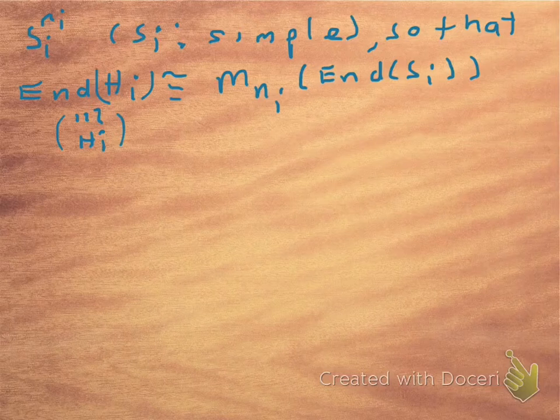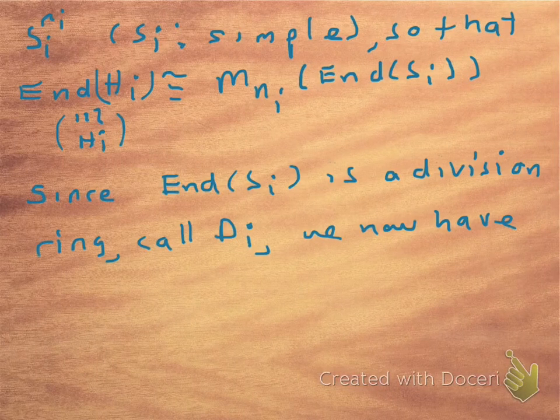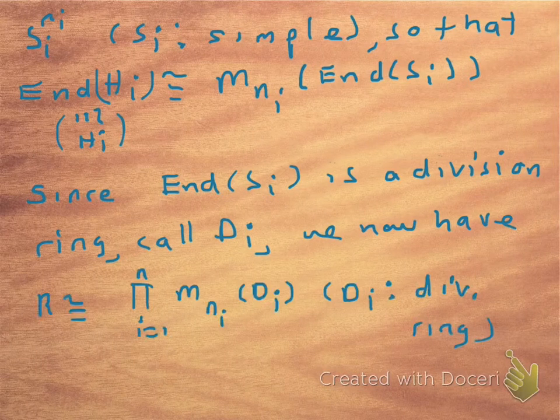And that is a division ring. Each simple module's endomorphism ring is a division ring, and call that division ring D_i. So now we have one more component of the Wedderburn theorem in general form, namely that the semisimple ring R is isomorphic to the product of matrix rings over division rings.